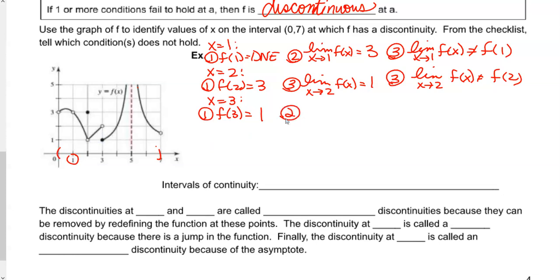Let's look at number 2. That should be a 2, not a 3. The limit as I approach 3 of my function. So, what do I know? I approach 3 from the left, I'm at y equaling 2. If I approach 3 from the right, I'm at y equaling 1. Because there's this jump, the limit from the left does not equal the limit from the right. Therefore, that limit does not exist.